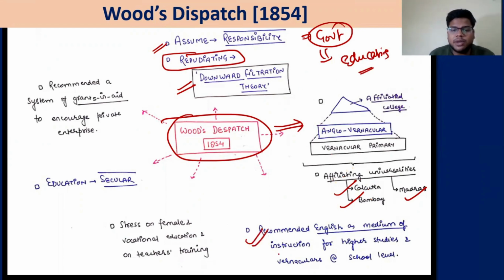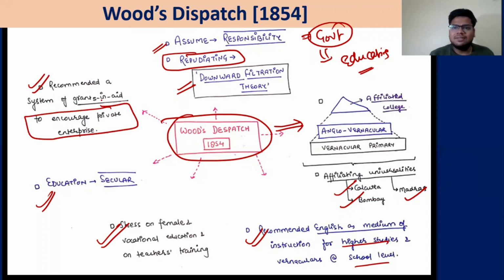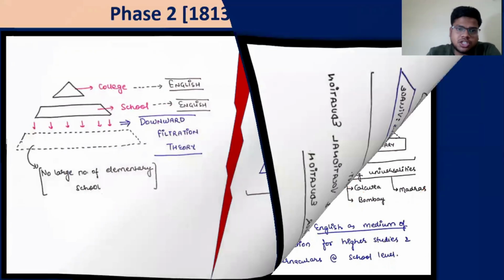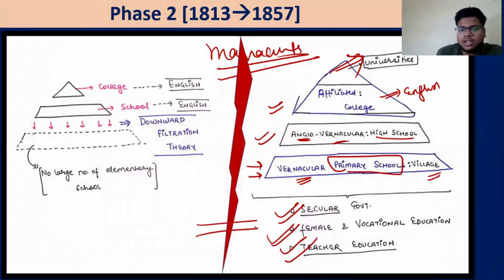Then they recommended English as a mode of instruction for higher studies and vernacular at a school level. Stresses on female and vocational training. Education will be secular, and recommended a system of grant-in-aid to encourage private enterprise. Now they will say that we won't be able to do everything by ourselves. Some private institutions, please do come, and we will give you some sort of subsidy, and you also set up your English education institutions. So this is why such a fundamental shift has come, and that is why it is known as the Magna Carta of the English education.